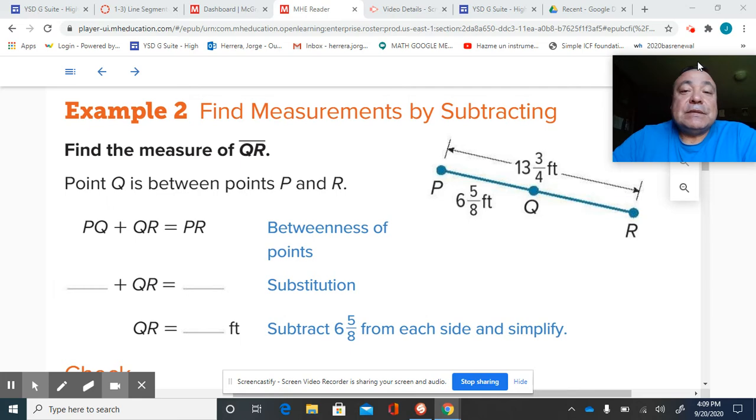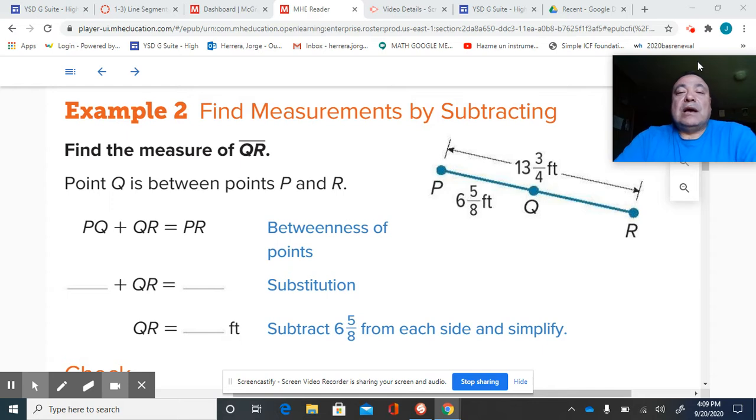And they give us a fraction, guys. Do not despair. We can find a common number. We can make them decimals, or we can just use the fractions as we know them. Okay. So what they want us to find is the measure of QR. If we know what PR is and we know what PQ is, then all we have to do is subtract 6 and 5/8 from 13 and 3/4.